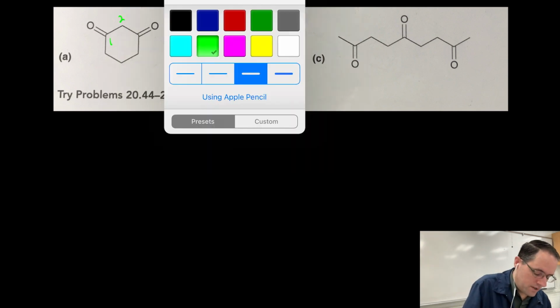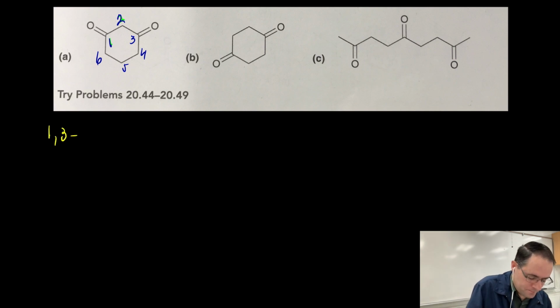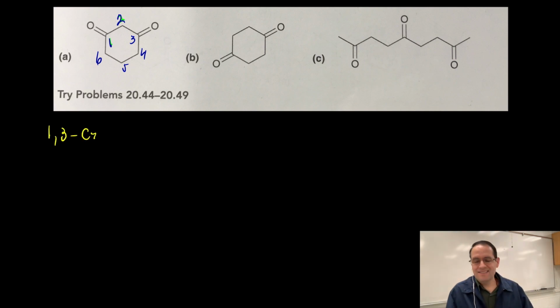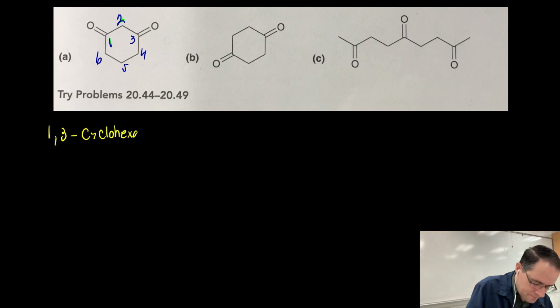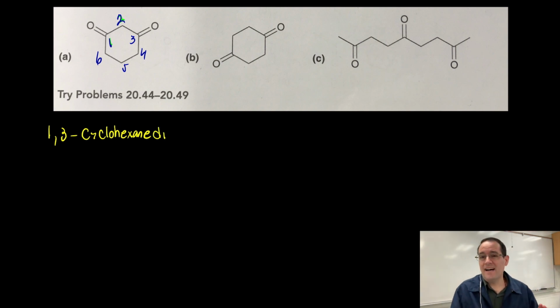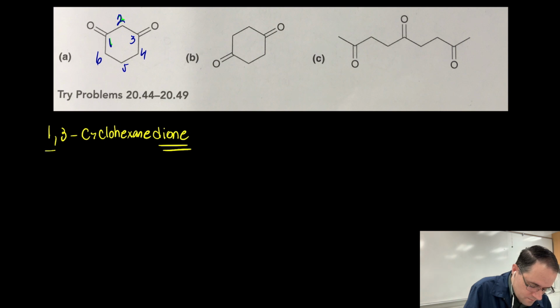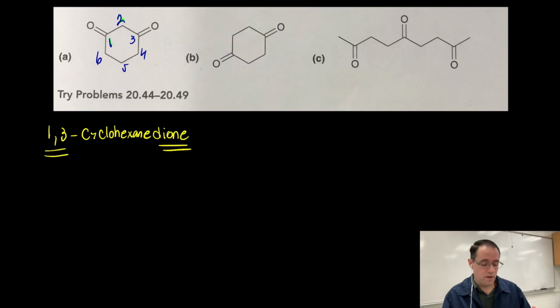Okay, so we want to number our chain here. Let's try a different color, that doesn't show up very well on the screen. Always positioning the ketone at carbon 1 is the best way. So there's a ketone at 1 and a ketone at 3. So we're going to name this 1,3-cyclohexane, and then we're going to tack on dione. Dione. And where are those 2 ketones? They're at carbons 1 and 3.